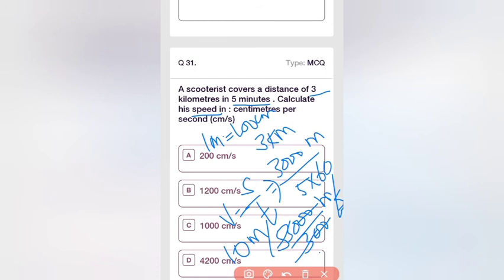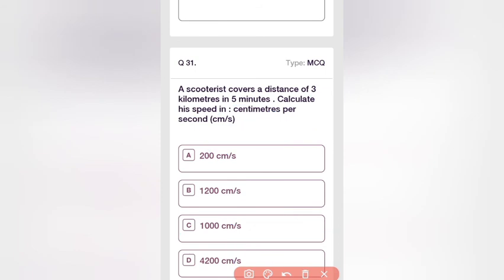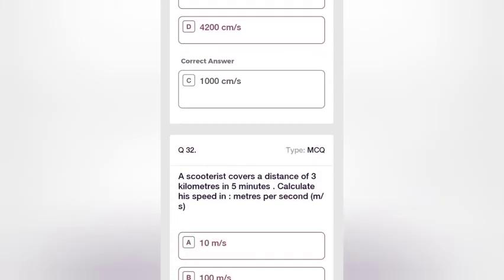But here we know that 1 meter is 100 centimeter. So when we multiply by 100, we get 1000 centimeter per second. That's right, 1000 centimeter per second. Option C is the correct answer.